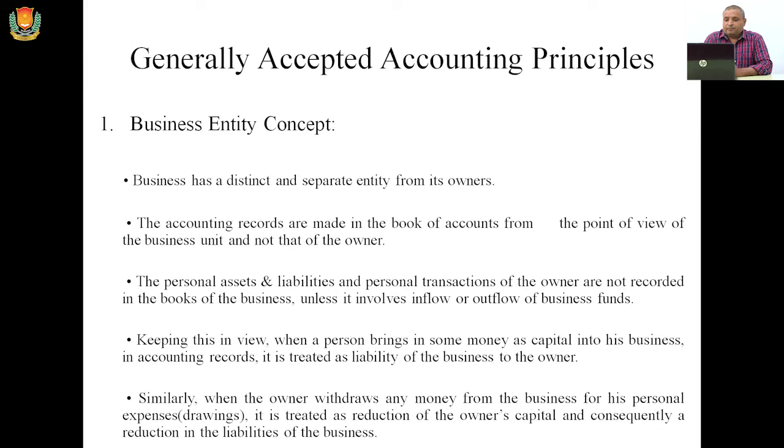When a person brings in some money as capital into business, in accounting records it is treated as liability of the business to the owner. Similarly, when the owner withdraws any money from business for his personal expenses, which we call drawings, it is treated as reduction of owner's capital and consequently a reduction in the liabilities of the business.